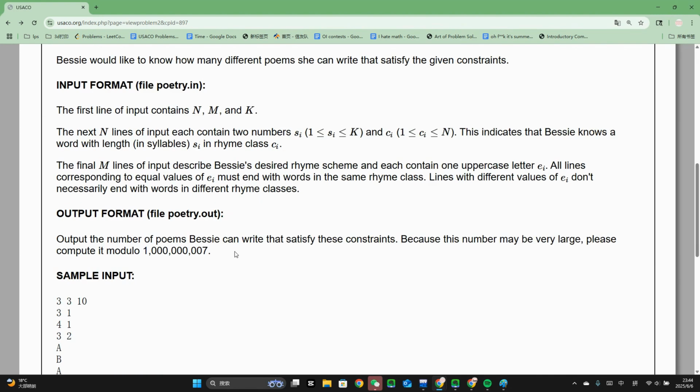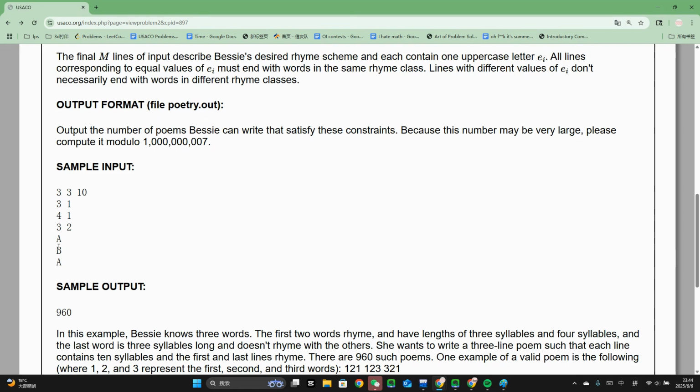So the rhyme scheme works like this. It's going to be M letters, and each letter means which rhyme class it's going to be, basically, except the rhyme class is not specifically appointed. So, for example, if it's ABA, the first line must rhyme with the last line. However, they don't have to be specifically rhyme class A, because, as you can see, rhyme classes are all numbers. So it just means that all the lines with the same letter rhyme with each other. They all end with a word of the same rhyme class.